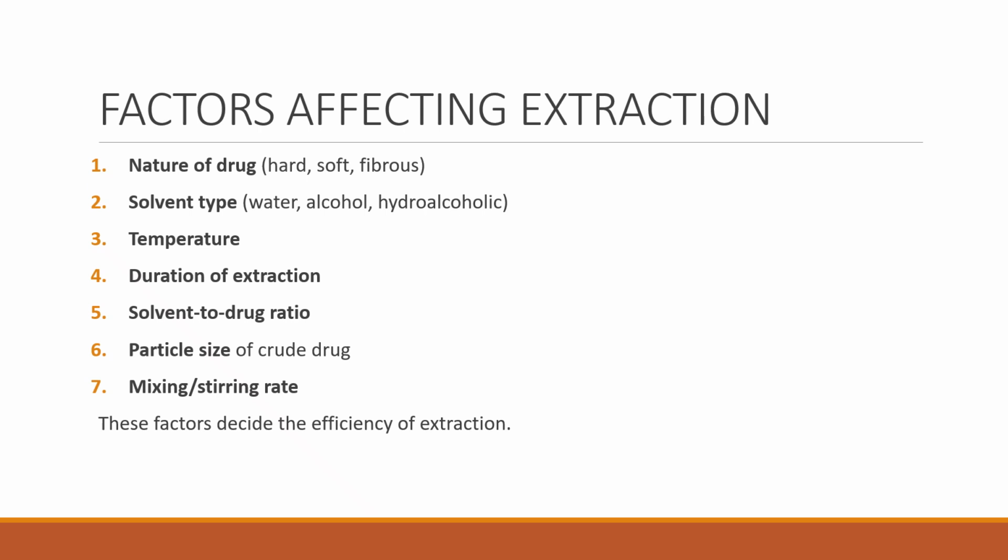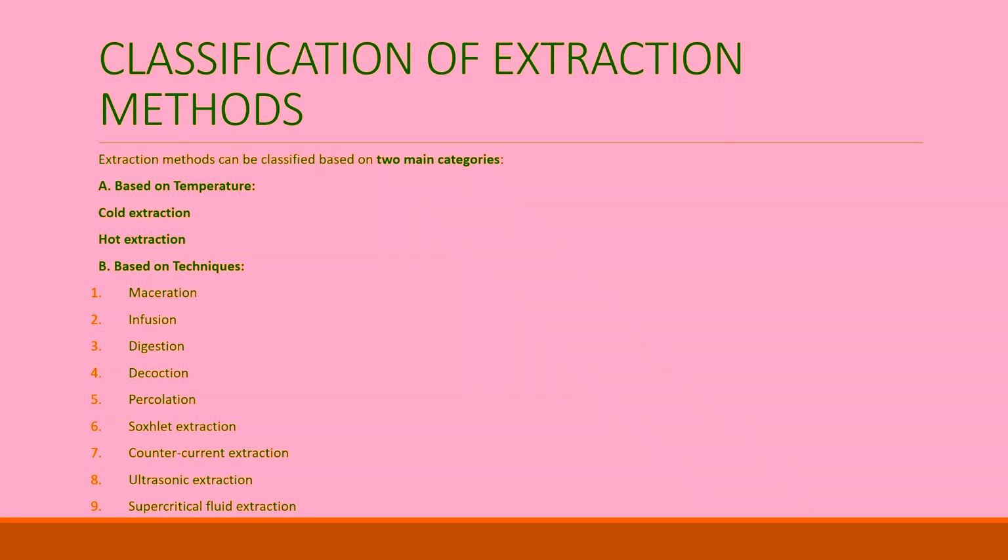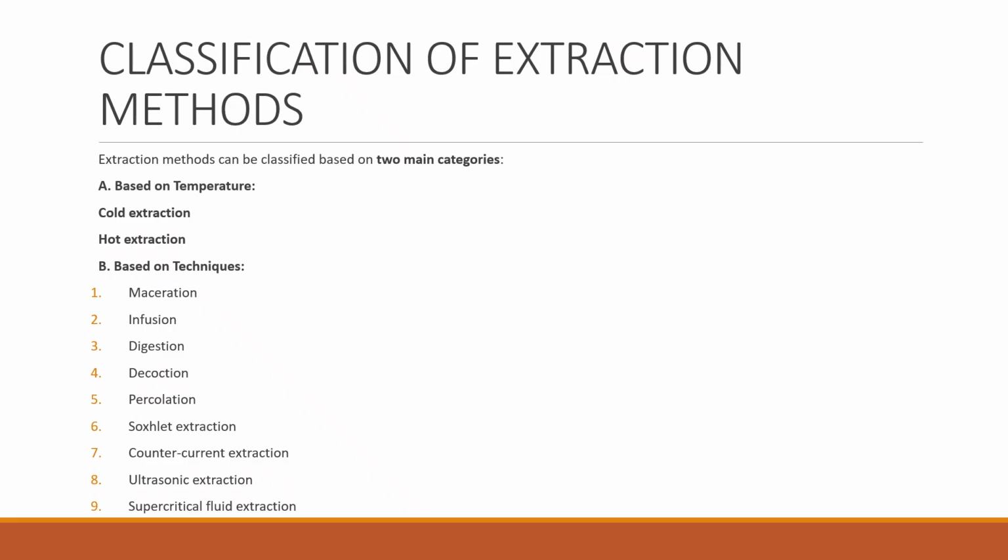Next, we move to the most important part, classification of extraction methods. Extraction methods can be classified in two major ways: based on temperature and based on technique. Based on temperature, it is classified into cold extraction and hot extraction. Based on technique, it can be classified as maceration, infusion, digestion, decoction, percolation, Soxhlet extraction, countercurrent extraction, ultrasonic extraction, and supercritical fluid extraction. Now let us go through each category in detail.